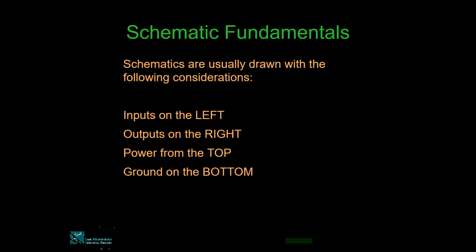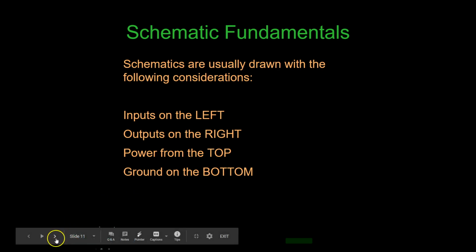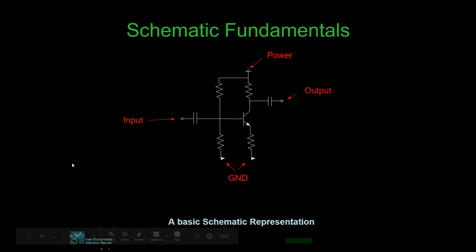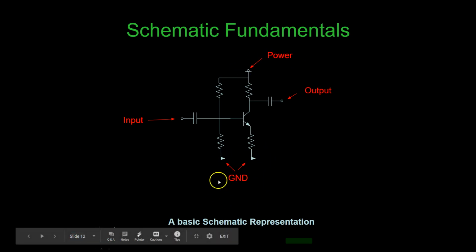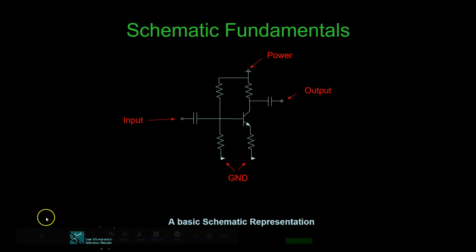Schematics are usually drawn with the following considerations. These four things you should keep in mind when you draw a schematic in general. Inputs should be on the left hand side and outputs should be on the right hand side. Power rails should be represented on the top side, and ground should be on the bottom. So this schematic representation reflects all four things, where power is on the top, ground is at the bottom, input is on the left, whereas output is on the right.